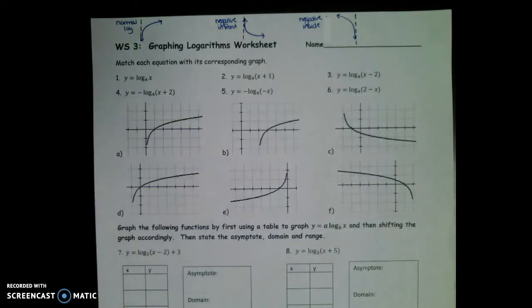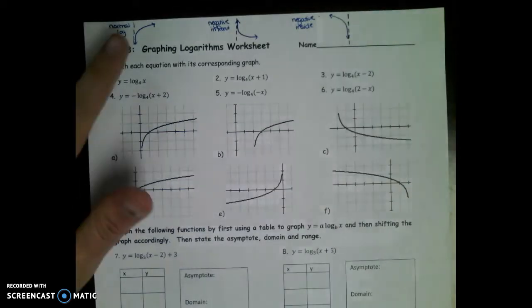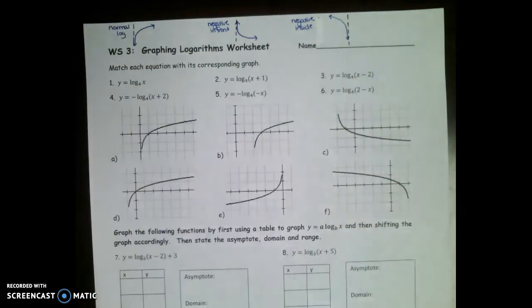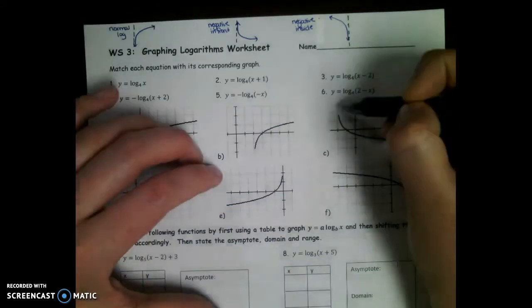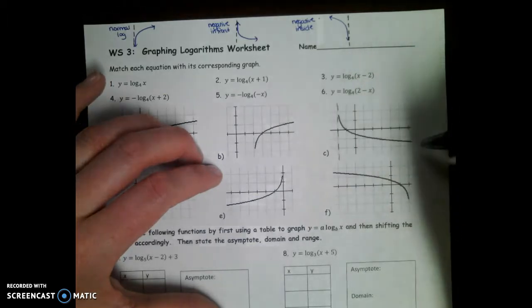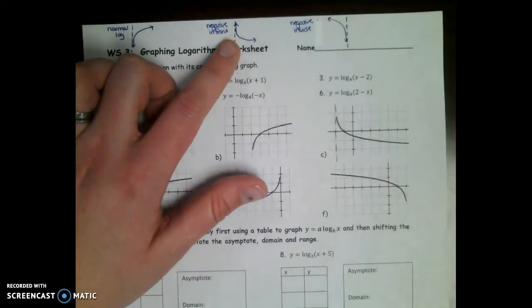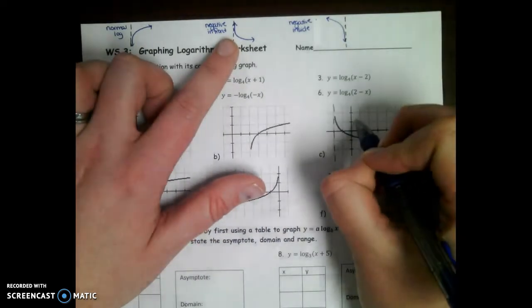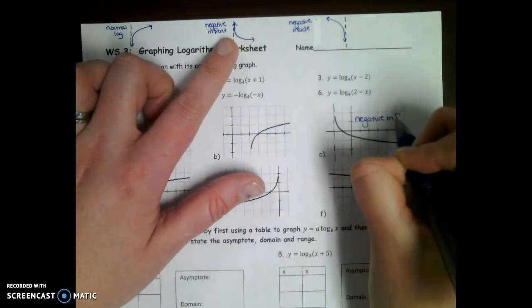So let's look at C. Does C look like a normal log, a negative in front, or a negative inside? Negative in front. Here's the asymptote, and from the asymptote, it's down and to the right. That looks like negative in front. So on graph C, you may want to write negative in front.